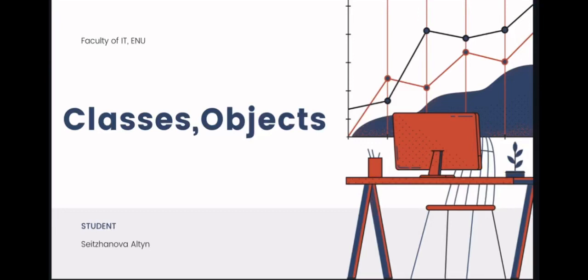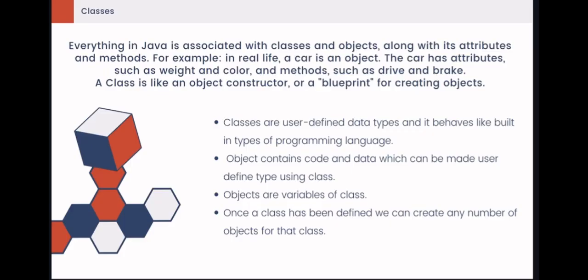Classes and objects. Everything in Java is associated with classes and objects, along with its attributes and methods. For example, in real life, a car is an object. The car has attributes such as weight and color, and methods such as drive and brake. A class is like an object constructor or blueprint for creating objects.